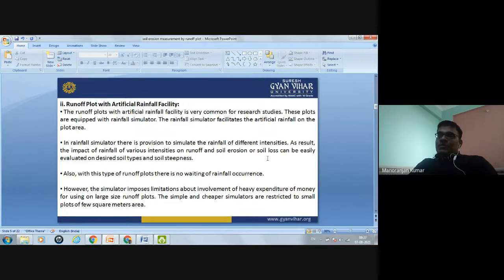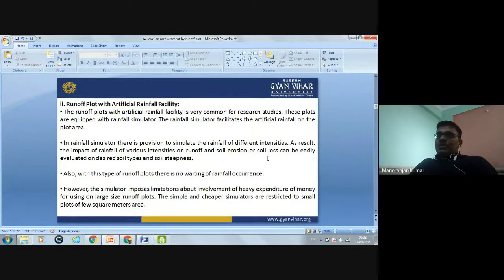So these plots are equipped with rainfall simulator. The rainfall simulator facilitates the artificial rainfall on the plot area, and also you can decrease or increase the rainfall intensity. So this facility is there in the rainfall simulator. So at what rainfall intensity, how much soil loss is occurring, or at what slope and what rainfall intensity, everything you can know with the help of rainfall simulator.